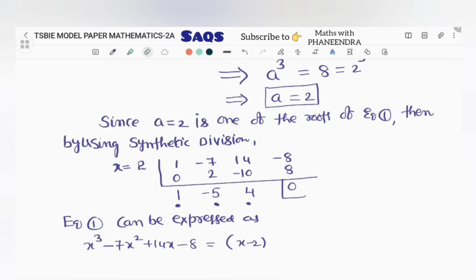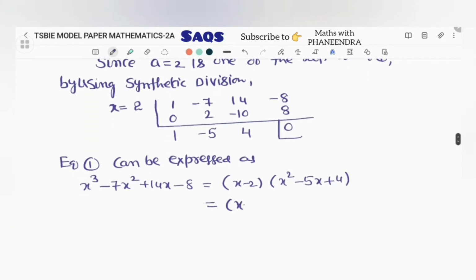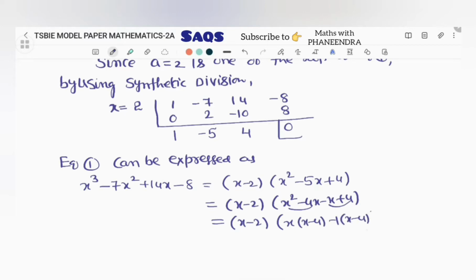For our understanding purpose I am putting marks here, dear students. So we can write it as x square minus 5x plus 4. Even by factorization we can do that: x minus 2 into x square minus 4x minus x plus 4. So x minus 2 into x minus 4 minus 1 into x minus 4, that is x minus 2 into x minus 4 take common into x minus 1.